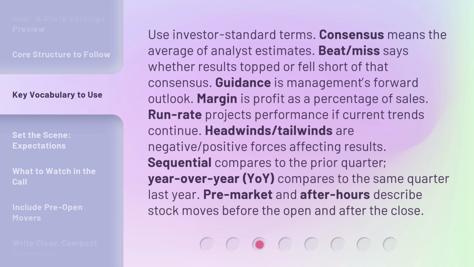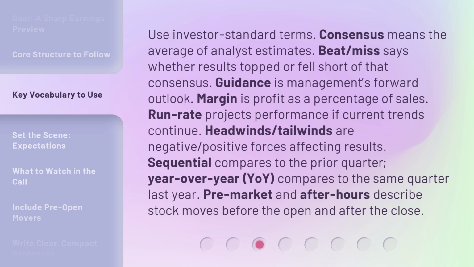Use investor standard terms. Consensus means the average of analyst estimates. Beat/miss says whether results topped or fell short of that consensus. Guidance is management's forward outlook. Margin is profit as a percentage of sales. Run rate projects performance if current trends continue.